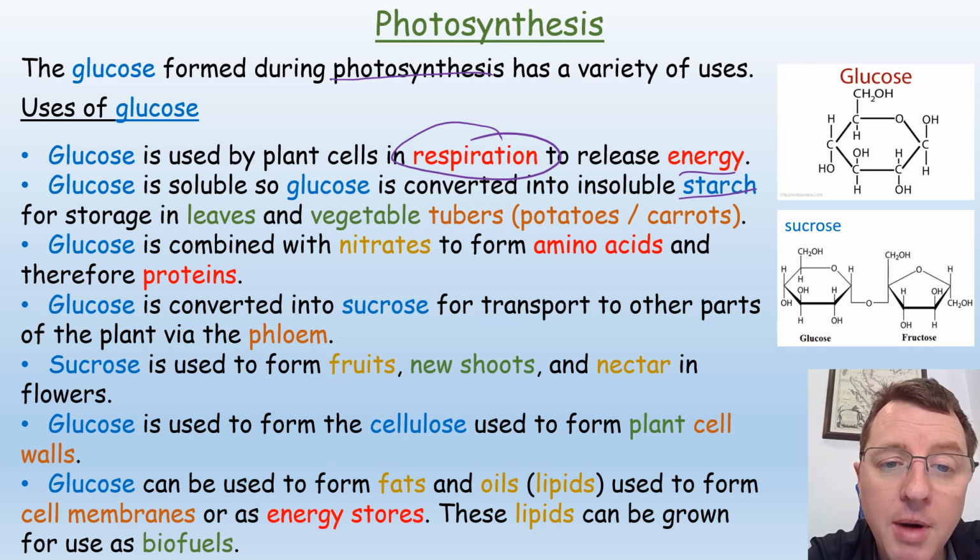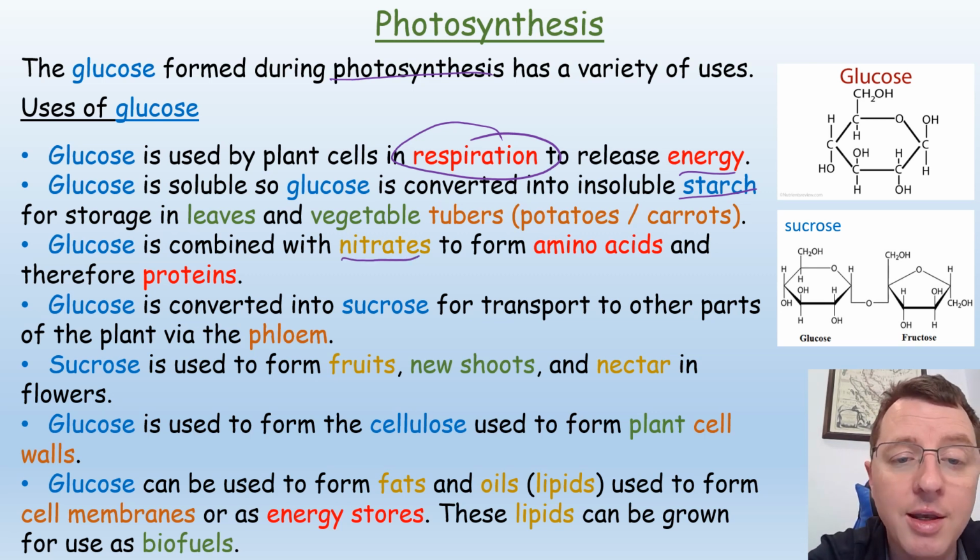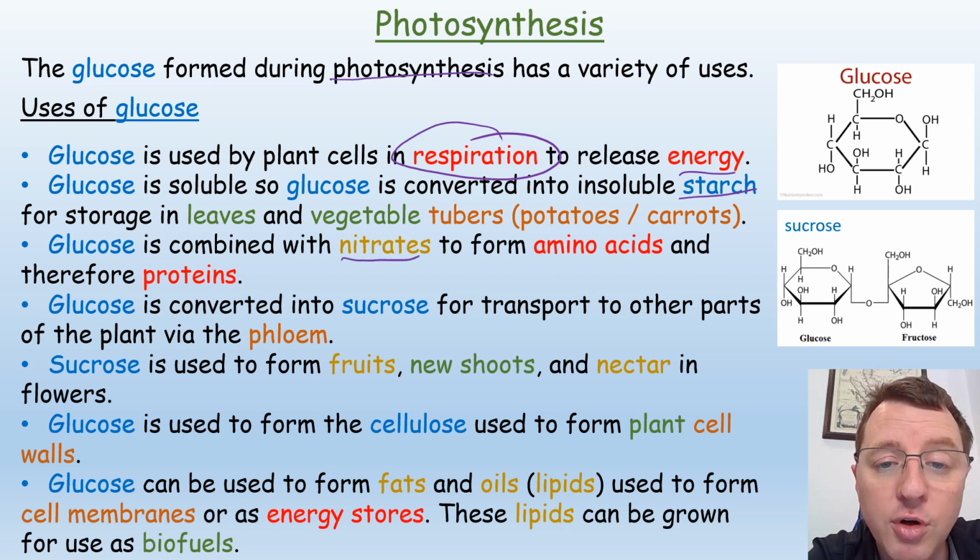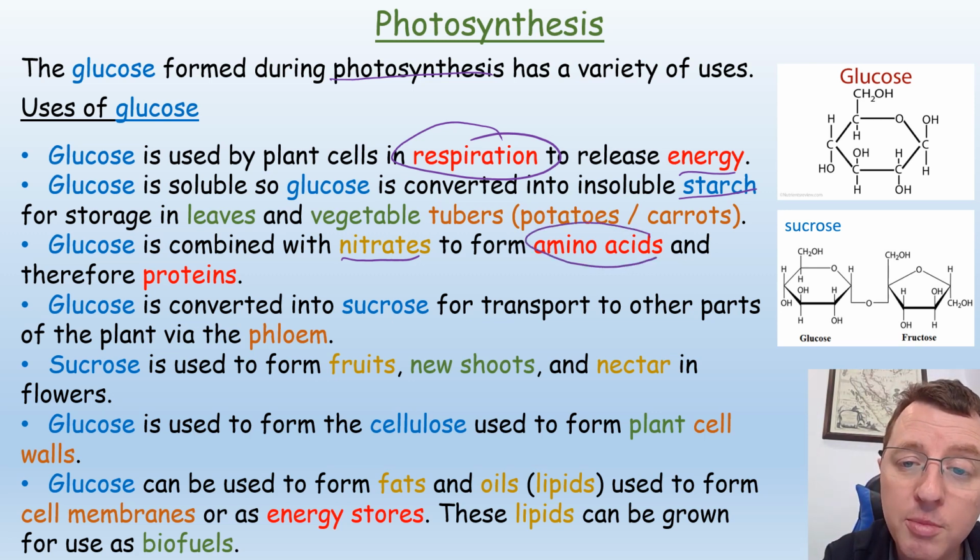Glucose can also be combined with nitrates, so the nitrates have been absorbed by the root hair cells from the soil, and if they are combined with glucose they will form molecules called amino acids, and the amino acids can be combined together to make proteins.